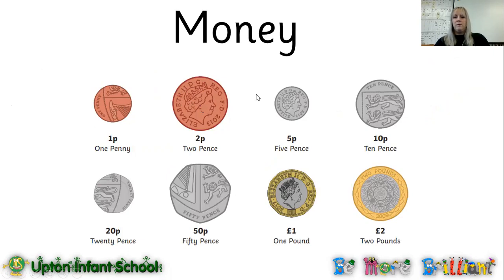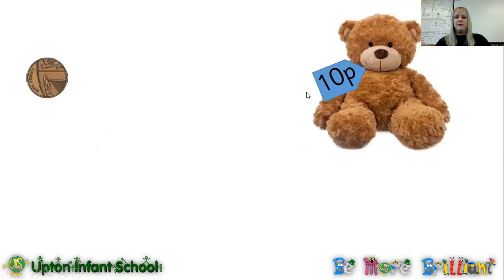Now today we're going to look at a 5p. And do you remember yesterday we said it would be better for us to carry around lots of 2p's than it would to carry around lots of 1p's, because we'd have to carry around twice as many 1p coins as we would if we carried around our 2p coins. So today we're going to have a look more closely at our 5p coin.